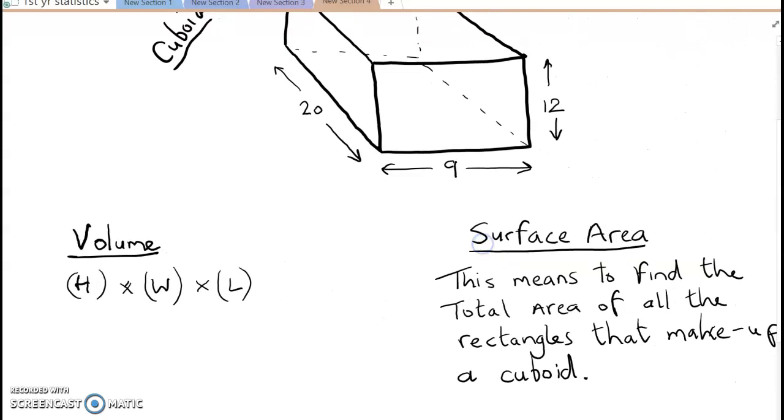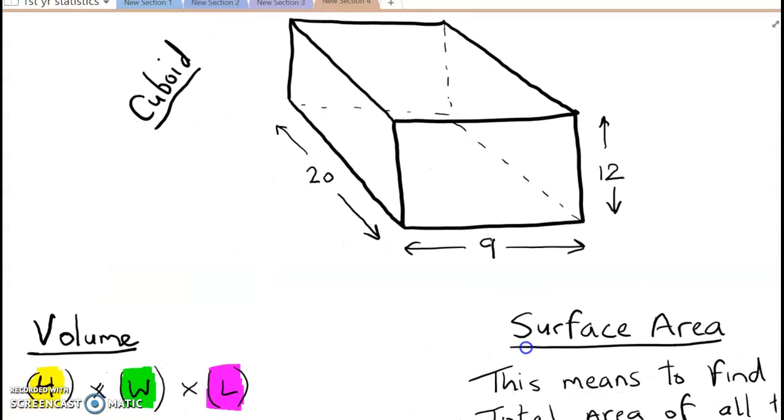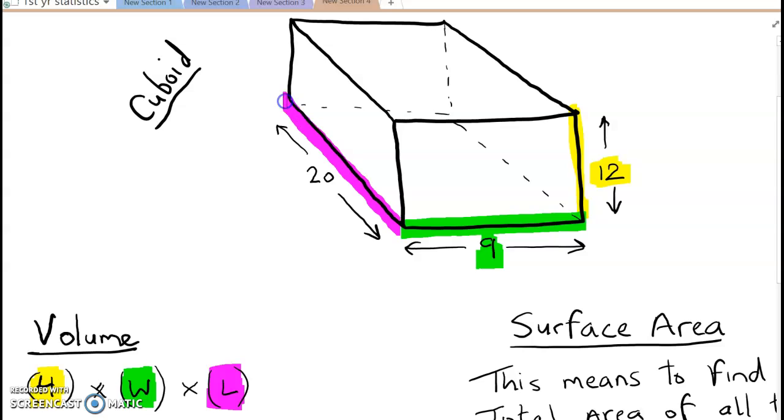The volume is very straightforward. We just have to get the height, and we need to multiply it by the width, and then we need to multiply that by the length. So take a look at the cuboid. Now what's the height? Well, the height is how high it is, so it's 12. What's the width? The width is how wide it is, so it's 9. And what's the length? That's how long it is, so it's 20.